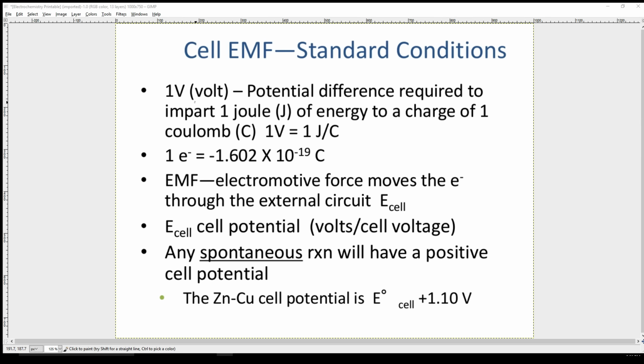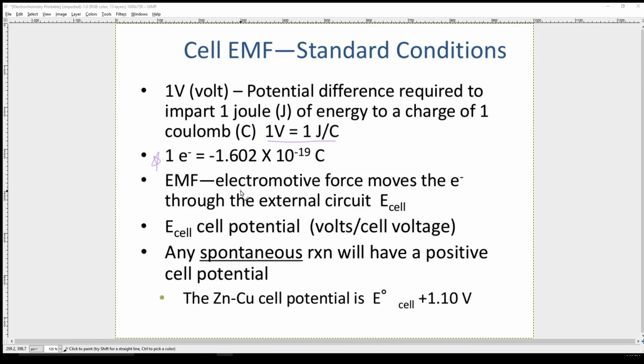So first, let's define volts. A volt is the potential difference required to impart 1 joule of energy to a charge of 1 coulomb. In other words, a volt is 1 joule per coulomb. 1 electron has negative 1.602 times 10 to the negative 19 coulombs. So this is a cool little number to know.